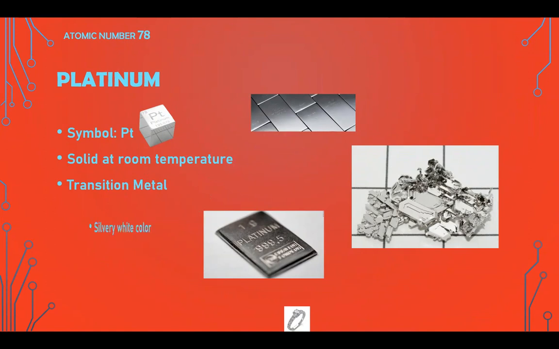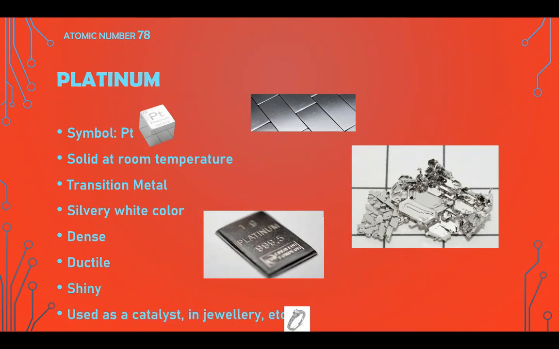It has a silvery white color. It's very expensive. Platinum is super dense. It's ductile. It's pretty shiny like iridium. And platinum is used in catalysts, jewelry, etc.